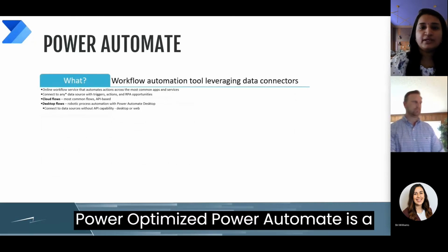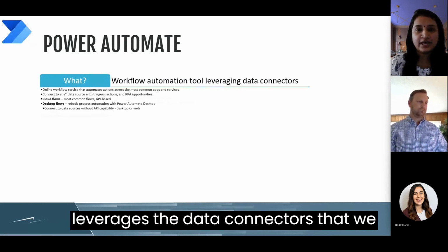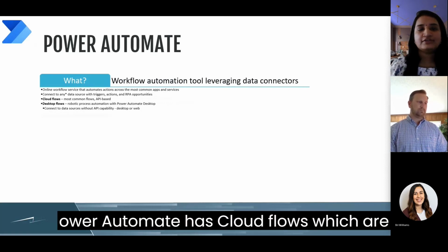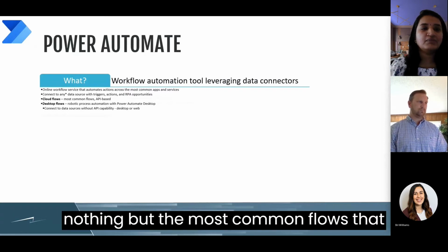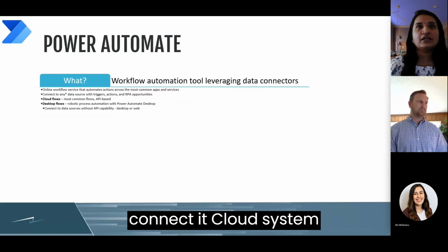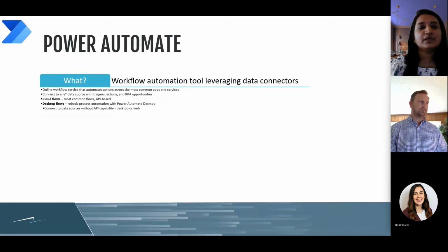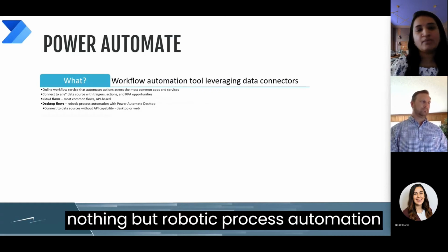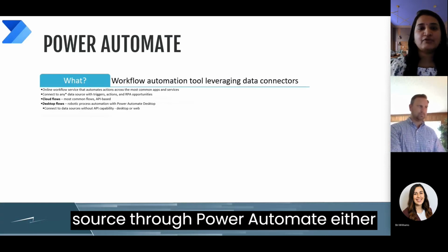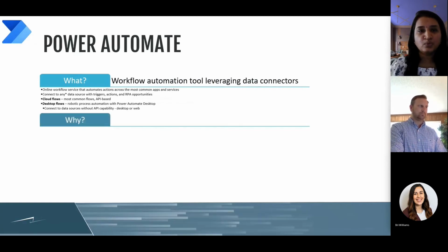Power Automate. Power Automate is a workflow automation tool, and it leverages the data connectors that we have. Power Automate has cloud flows, which are the most common flows and are API based. If you want to connect a cloud system to an on-prem system, then you can build desktop flows, which are nothing but robotic process automation. You can connect to any data source through Power Automate, either through triggers, actions, or RPA opportunities.